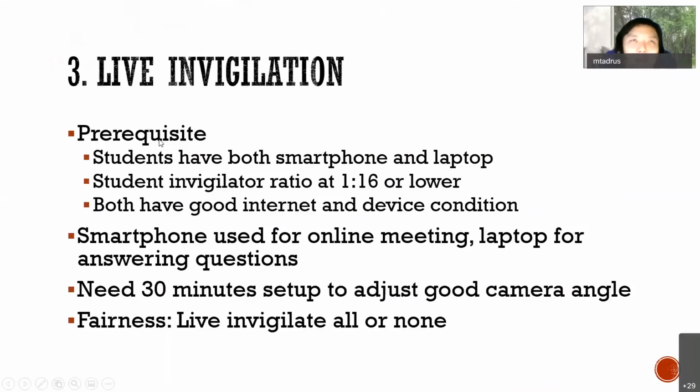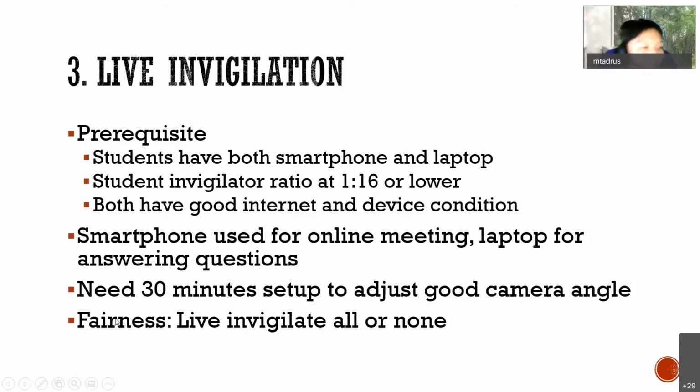I think the Faculty of Health did this with the nursing students, which is very, very good. So students must have both a smartphone and a laptop, and the student-invigilator ratio is 1:16 or lower. Why 1:16? Because of the grid in the meeting. If it's more than that, it will be difficult to invigilate. Both the invigilator and all of the students must have good internet and device condition. The smartphone is used for the online meeting, capturing the image, and the laptop or PC is used for answering questions. We need time before the exam starts to adjust everyone's camera so they have a good angle.